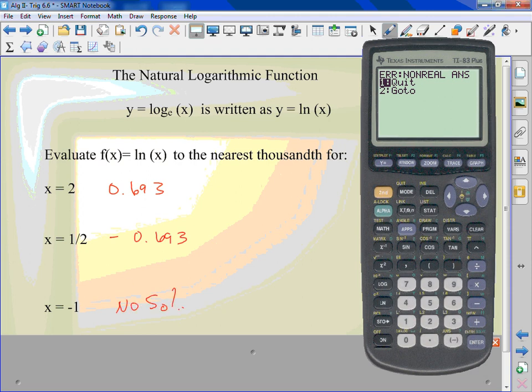Why is this no solution? Really, what ln means is you're taking the log base e of -1. You can't take the log of a negative number. The only thing you can take a negative number of is 10 to the x and e to the x. Logs and ln's cannot have negatives. All right?